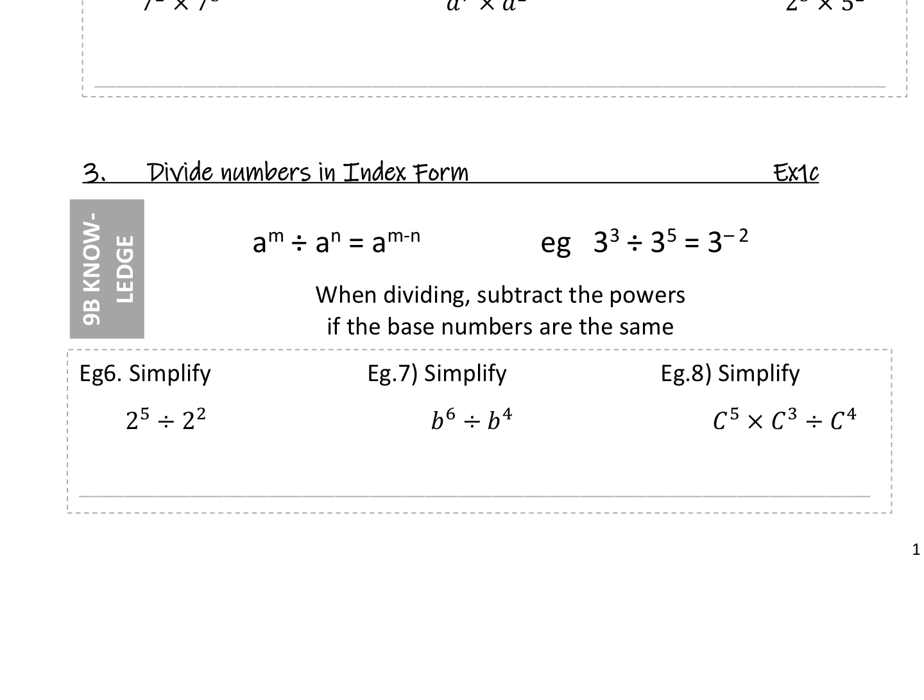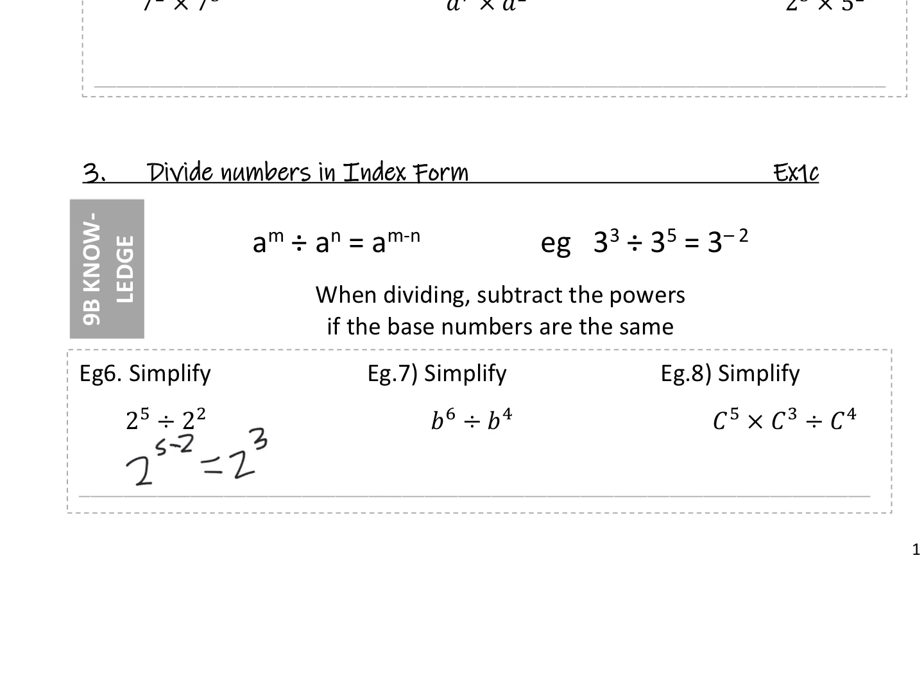Pause the video and try examples 6, 7, and 8. Simplify 2 to the power of 5 divided by 2 to the power of 2, or 2 squared. The bases are the same, so we can subtract the powers because we're dividing. So 5 take away 2 would give us 3. 2 to the power of 3.